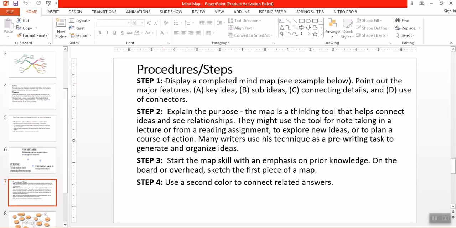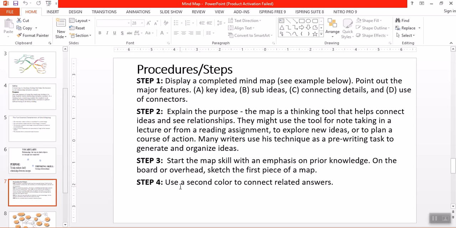Now the steps. First is the display. This has key ideas, sub ideas, and connecting ideas. Number three, the purpose of this mind map thinking tool is to help connect the key ideas in relationship. So the first step is to display the central idea and then the sub ideas, and the sub ideas have to be connected with the main idea. That is called the central idea, and the connecting words are very important. It is also important that the student understands the concept first, otherwise it's challenging for them to draw the concept map. They need prior knowledge, so they need to read about the concept.